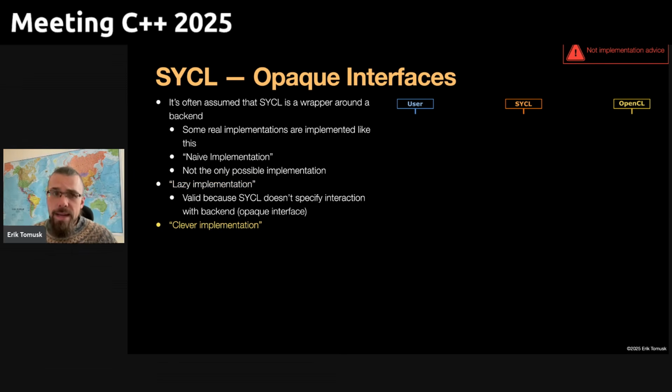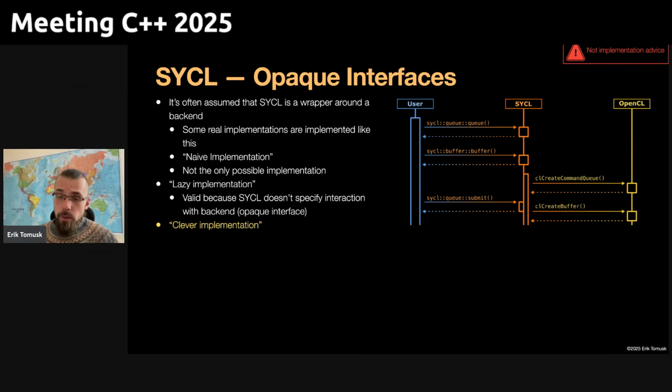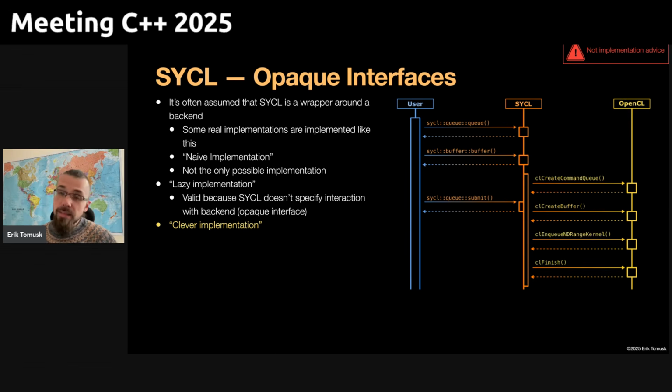Next up, we can look at a clever implementation. This might be clever in a good sense of the word or in a bad sense of the word. We can imagine a SYCL user creating a queue, and the SYCL runtime does nothing. The SYCL user creates a buffer, and the runtime does nothing. And then the SYCL runtime wakes up and goes and creates a command queue with the backend. The user comes in and submits a kernel, but the SYCL runtime doesn't do anything with the kernel yet. Instead, it creates a buffer on the backend. And then the SYCL runtime submits the kernel and waits for the backend to finish. And then eventually the user comes in and waits for the result from SYCL, and at that point, the work is already done, so SYCL returns the result.